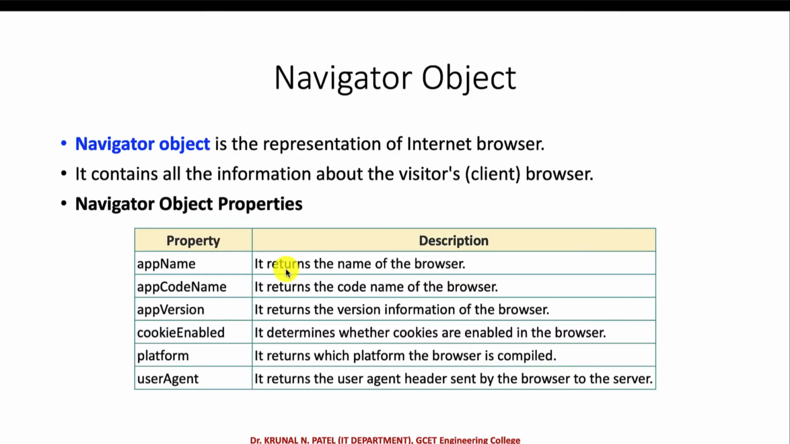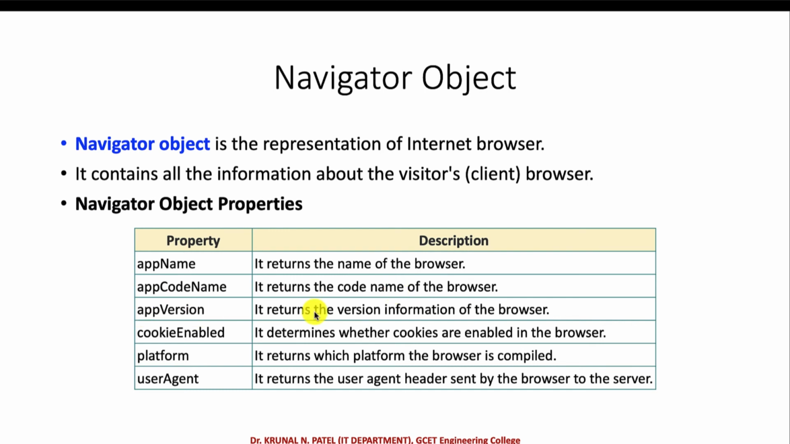Now next we have another browser related object that is known as the Navigator object, right? And the Navigator object is the representation of the internet browsers, right? So, for example, it contains all the information about the visitors, clients, whoever is visiting your current browser, right? So what are the properties we have for the Navigator object? It's appName, it returns the name of the browser, appCodeName, it returns the code name of the browser.